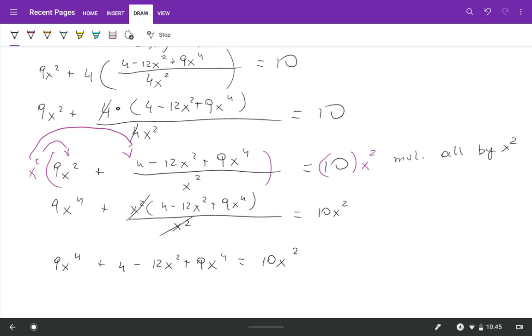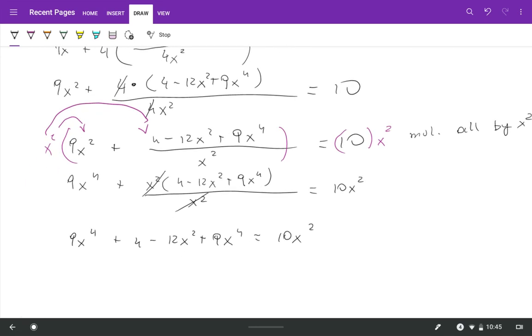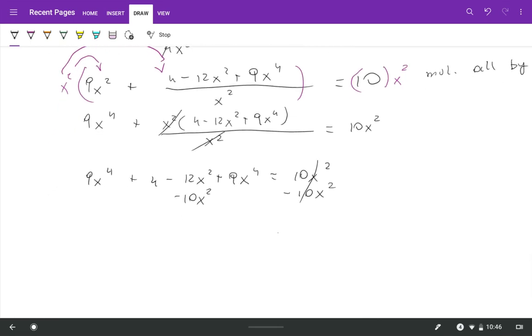Next, we're going to have a quadratic type of equation. So let's just move everything to the left side. I'm going to subtract 10x squared from both sides. So on the right side, we have 0. Now let's combine like terms. I have 9x to the power of 4 plus 9x to the power of 4, which is 18x to the power of 4. Now we have negative 12x squared minus 10x squared. That will give us negative 22x squared plus 4 equals 0.